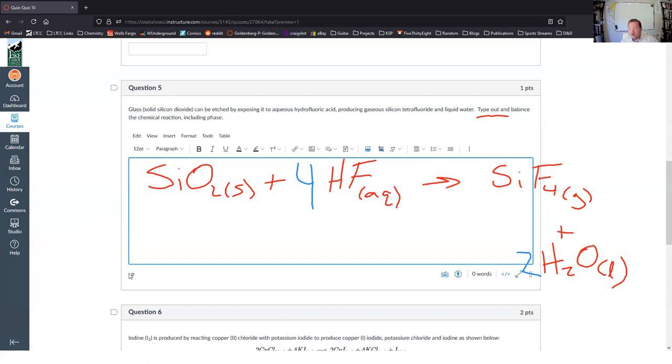Silicon is +4 on the reactant side and it's +4 on the product side. Hydrogen is +1 on the reactant side and it's still +1. Oxygen's -2 on both sides, fluoride's -1 on both sides. So it's not a redox reaction. So out of our choices, it's definitely not a precipitation reaction either, because we're not mixing together 2 aqueous solutions and getting a solid product. So our best guess, if you were trying to figure out the type of reaction here, would be acid-base.